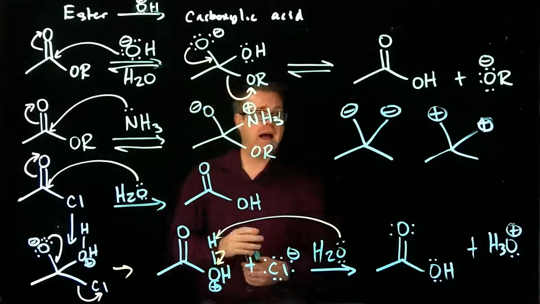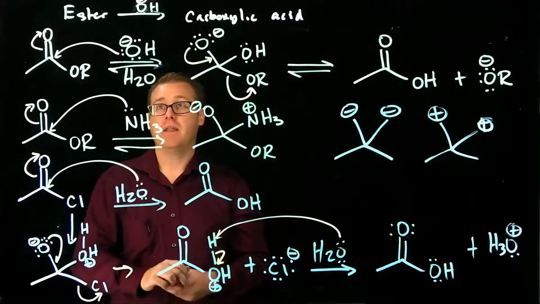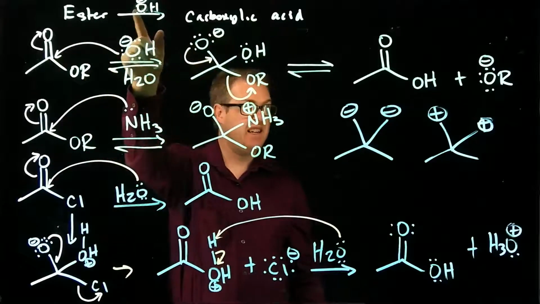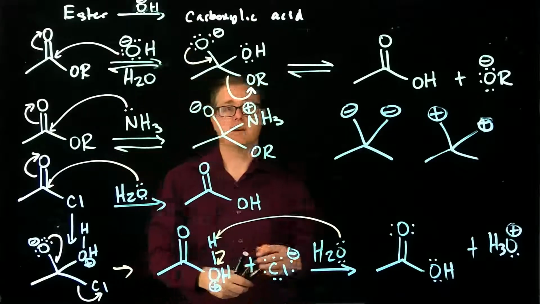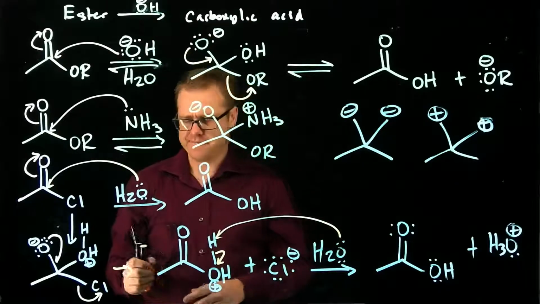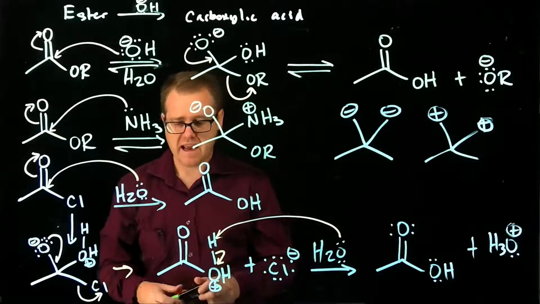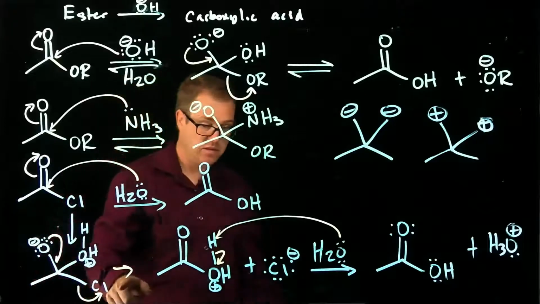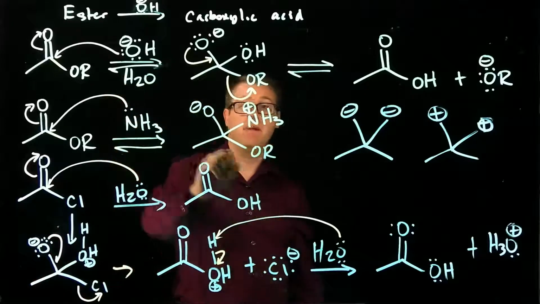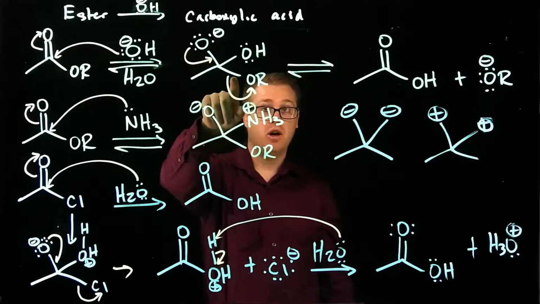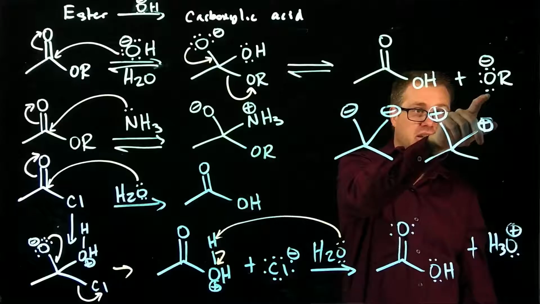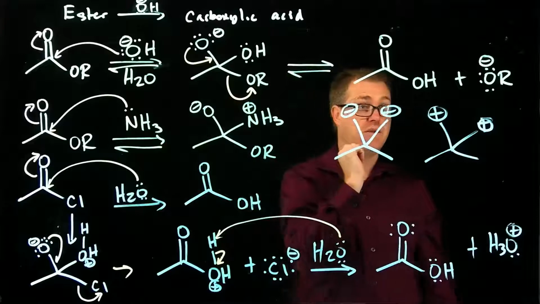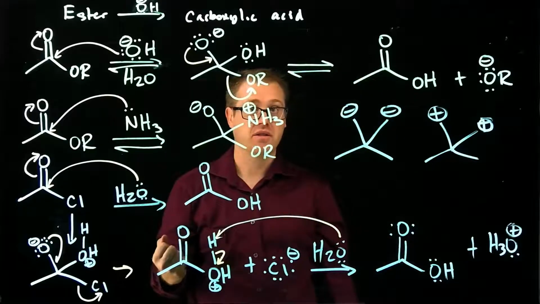Now, go back to taking the ester to the carboxylic acid under acidic conditions. What I want to say is sometimes this leaving group can just leave. The chloride could just leave like that. In the basic conditions, the OR could just leave because we're under basic conditions. But remember, when we were under acidic conditions, the OR could not just leave. It had to be protonated first.